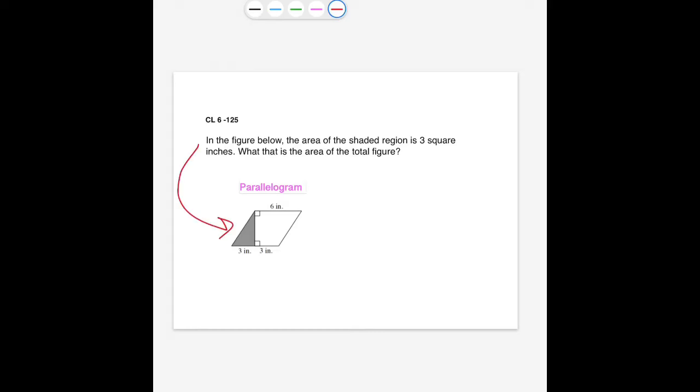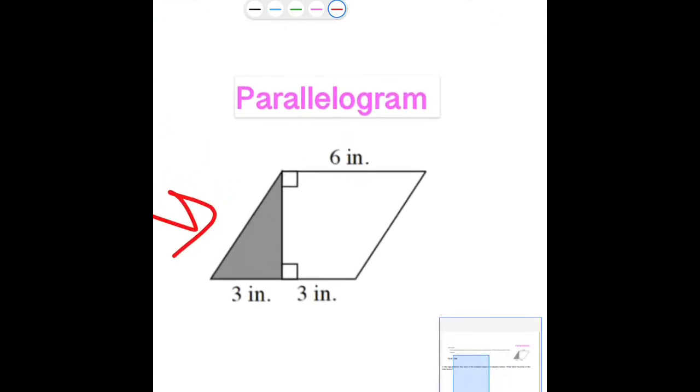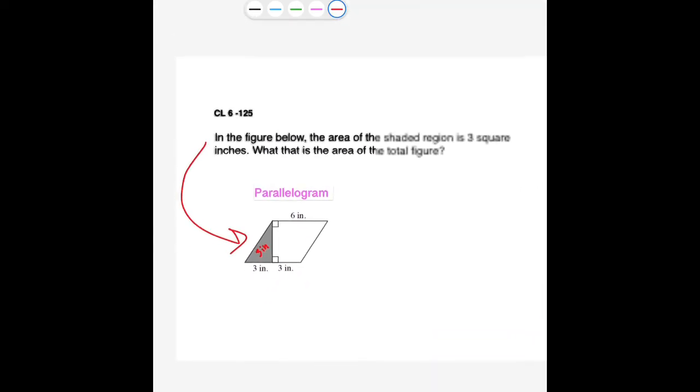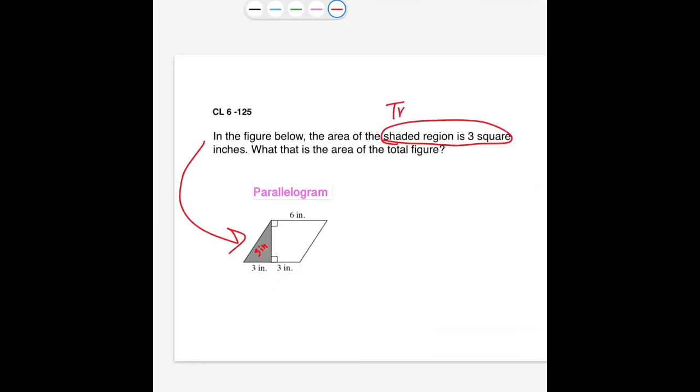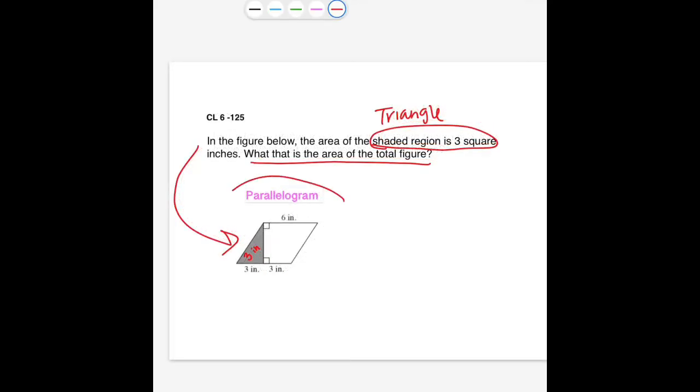6-125. In the figure below, this right here, the area of the shaded region is 3 square inches. So inside here, that's 3 square inches. This shaded region is a triangle, so I'm going to start with the area of the triangle before I can find the area of the total figure. The total area of this figure is a parallelogram, but I need to borrow some information from the triangle, so I'm going to start off with this triangle. What I need the most is the height. So the formula for a triangle is area equals base times height divided by 2.